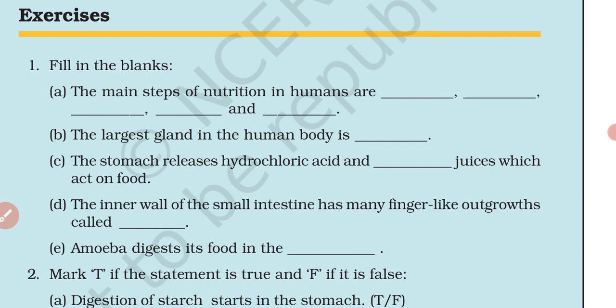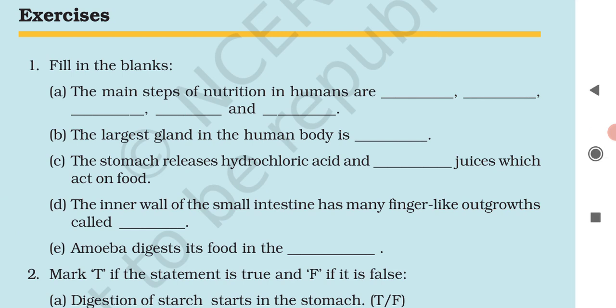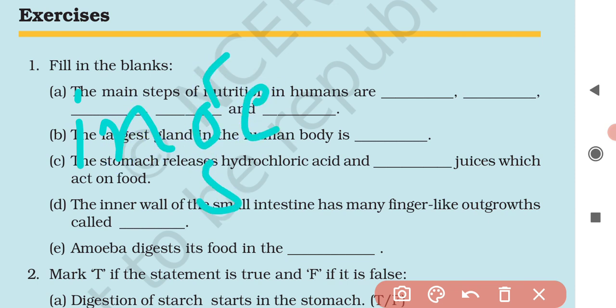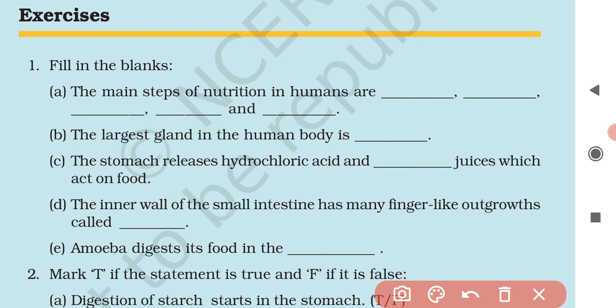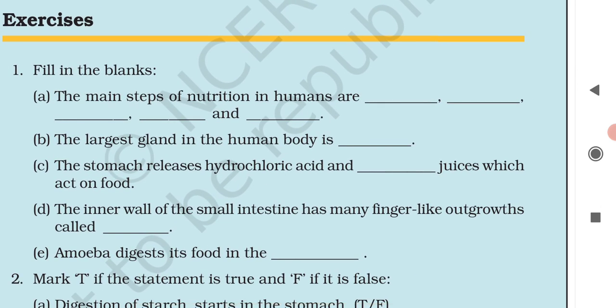So what is the first step of nutrition? The first step of nutrition is ingestion. Ingestion you will write in this dash. You can pause the video and note it down. First step will be ingestion. Second step, you will write here in this gap.